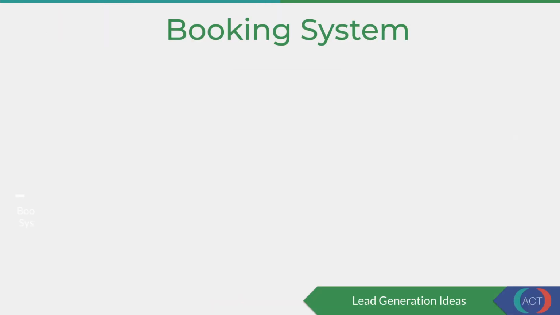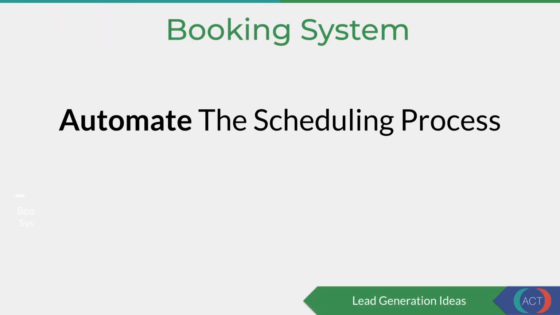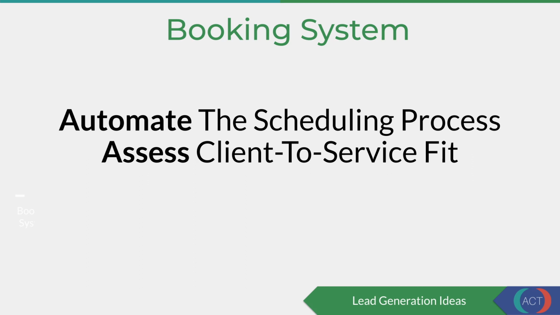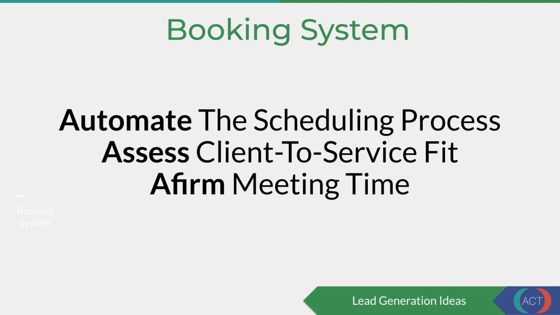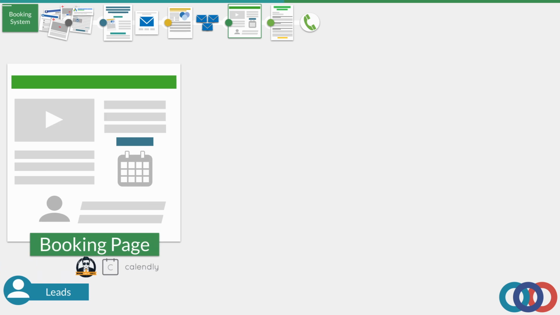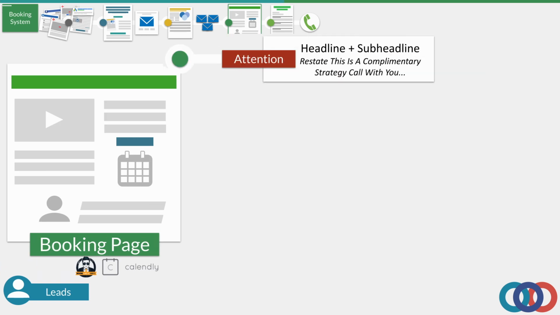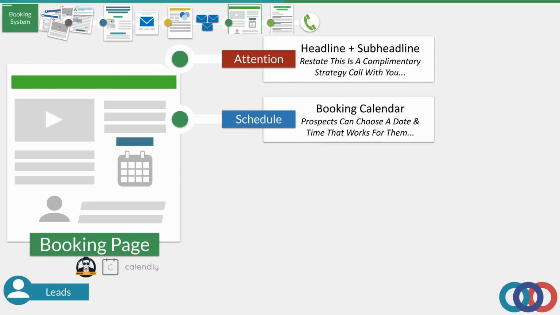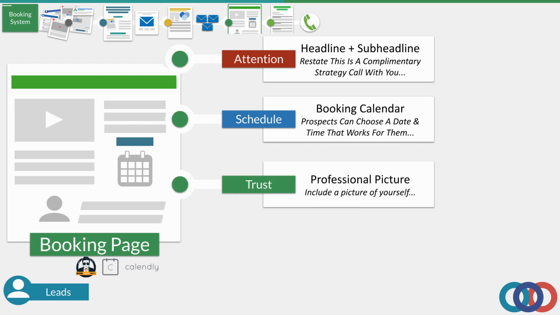Your booking system should automate your scheduling process, assess if your client is a good fit for your offer, and affirm the meeting time. To grab your prospect's attention, your booking page should include a headline or subheadline restating that it's a complimentary call. It should also have a calendar where they can schedule a date and time that is convenient for them.